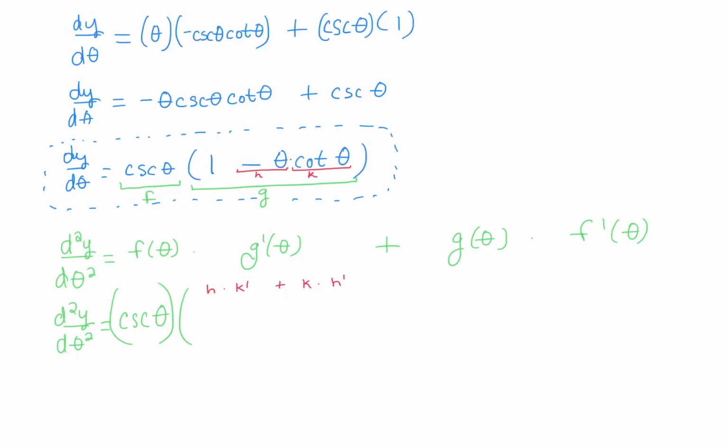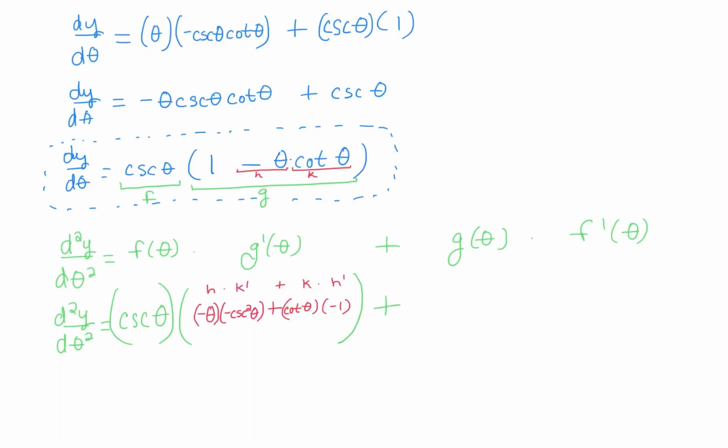So h left alone is going to be negative theta, times the derivative of cotangent, which is negative cosecant squared of theta, plus, changing that order, the cotangent of theta left alone, times the derivative of negative theta, which is just going to be negative 1. So that whole quantity represents the g prime of theta.